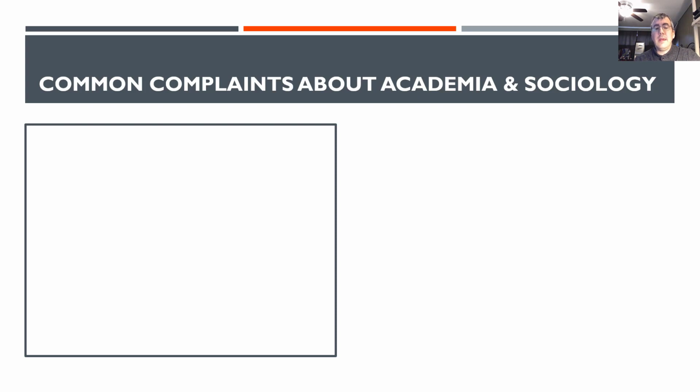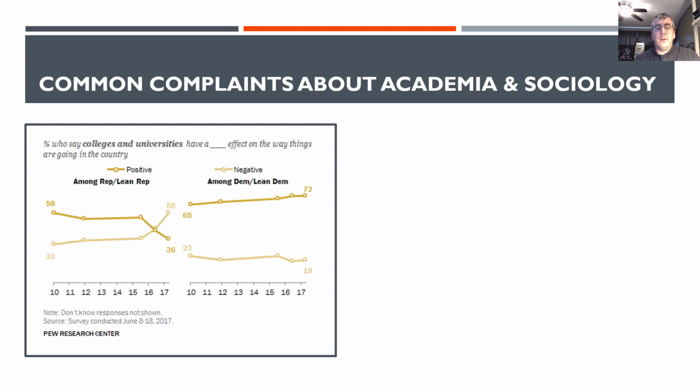However, recently there's been a lot of different complaints and criticisms about sociology in particular, and academia in general. And most of those criticisms and complaints come from different political ideologies. So in the United States, conservative people with conservative ideologies usually, and more recently, say that sociologists or that academia in general is negative. And there's a lot of reasons for this.